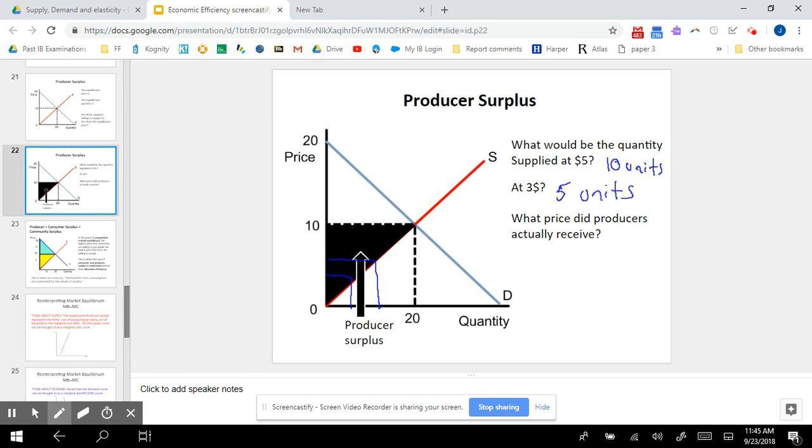And what price did producers actually receive? They received $10. So again, the producer's surplus is going to be the difference between that equilibrium price, the price they received, the $10, minus the price that they were willing to supply at. And so again, that whole shaded triangle is the producer's surplus.